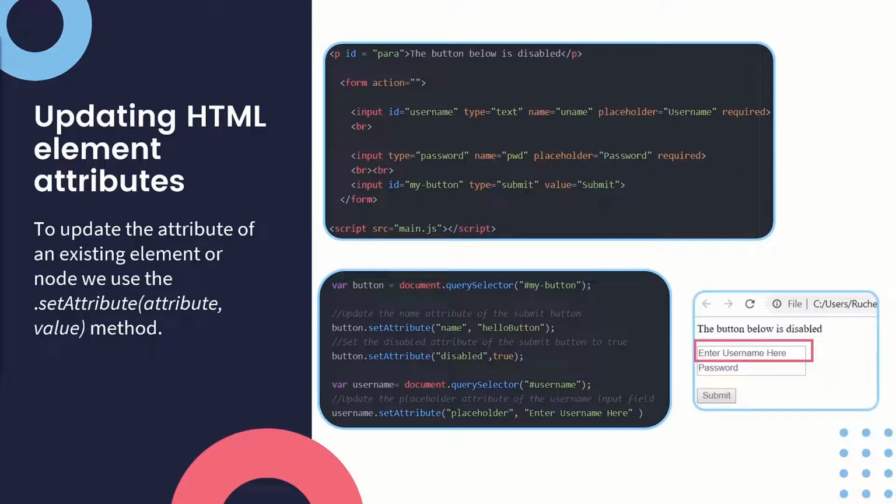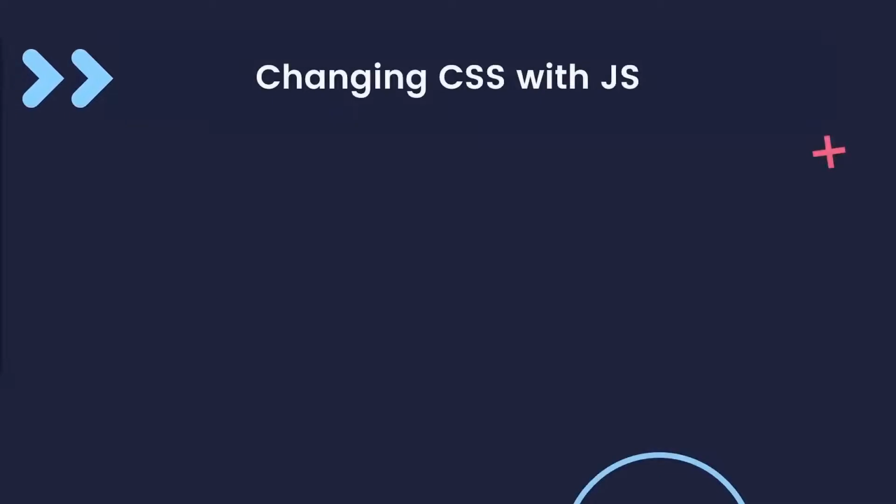First of all, our username over here, we can see the value has changed in terms of the placeholder. We don't necessarily see the name of the button that we changed to hello button because it's not visible on the front end, but we do note that the submit button has now been disabled because we set that value to true. Excellent.